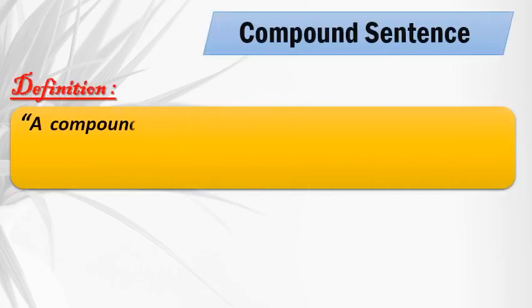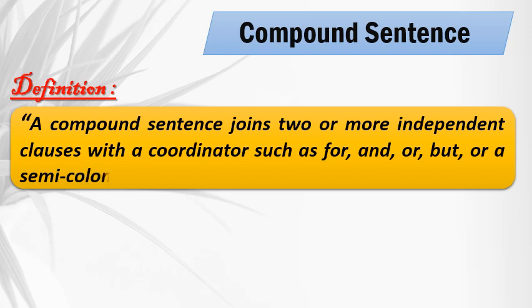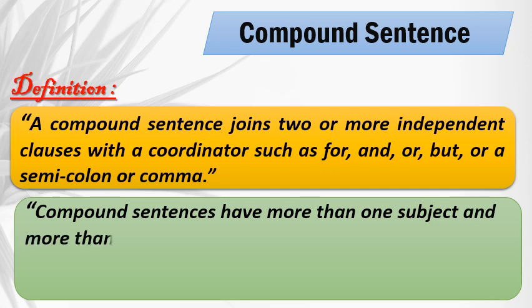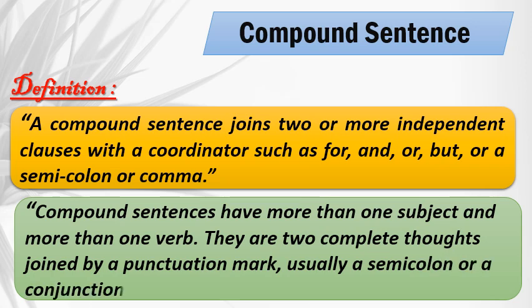Now let us move to another kind of sentence. What is a compound sentence? A compound sentence joins two or more independent clauses with a coordinator such as for, and, or, but, or a semicolon or comma. Compound sentences have more than one subject and more than one verb. They are two complete thoughts joined by a punctuation mark, usually a semicolon or a conjunction.